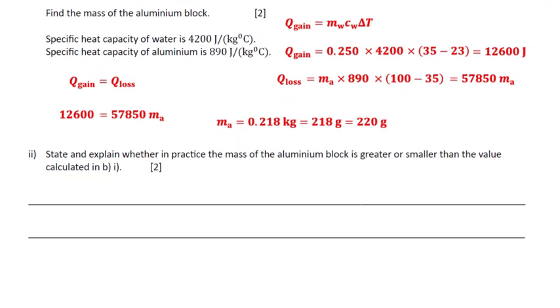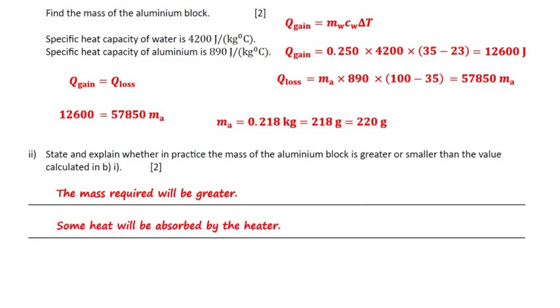La deuxième partie, il dit comme ça: State and explain whether in practice the mass of the aluminium block is greater or smaller than the value calculated in B première partie. Ça veut dire, si vous faites ça en pratique, est-ce que la masse of aluminium est plus petite ou bien plus grande que ces 220 grammes? Au fait, the mass will have to be greater. Parce qu'il peut y avoir une partie de chaleur qui peut se perdre, because some heat will be absorbed by the, in fact, this is the beaker, not the heater here. Some heat will be absorbed by the beaker.